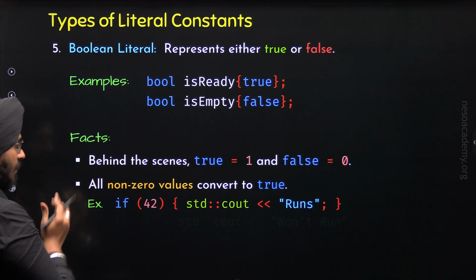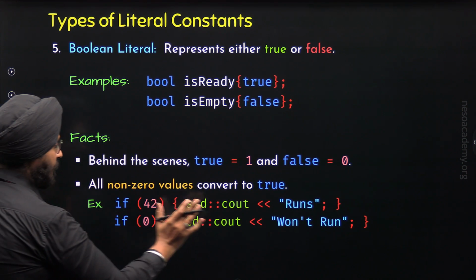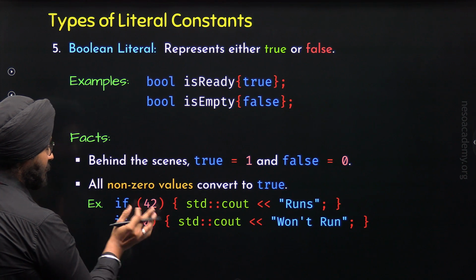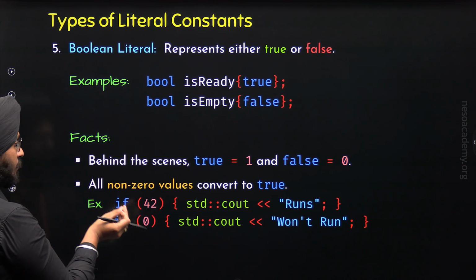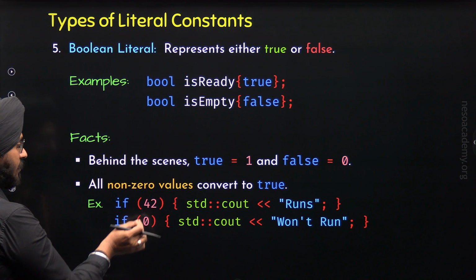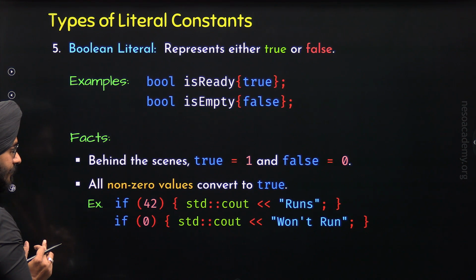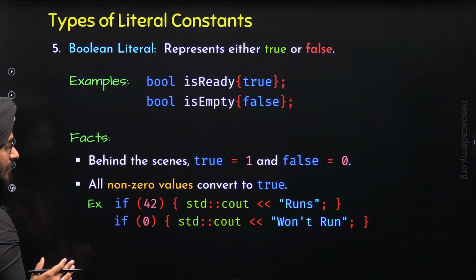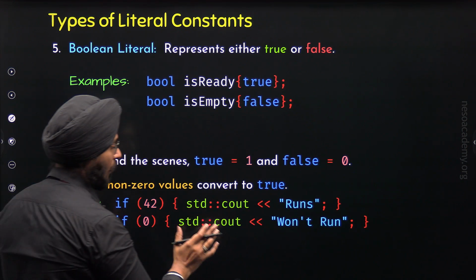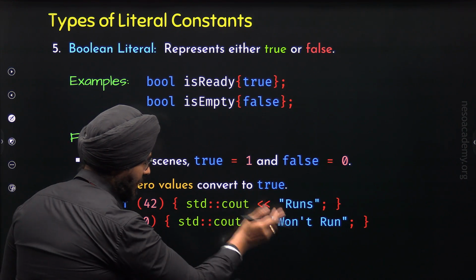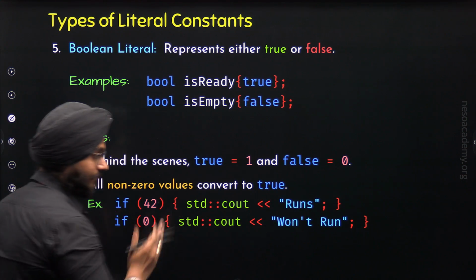Now let's take one more example. Here we have this if construct and the condition here is 0. We know this value 0 represents false, so this will be converted to false. As the condition is false, this line of code will not execute, and as indicated here, this will not run.